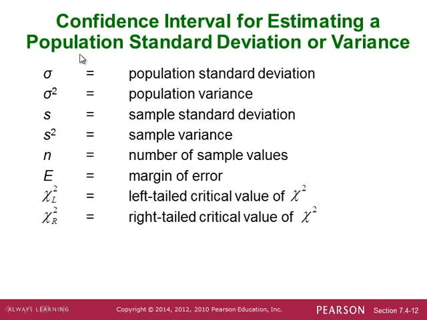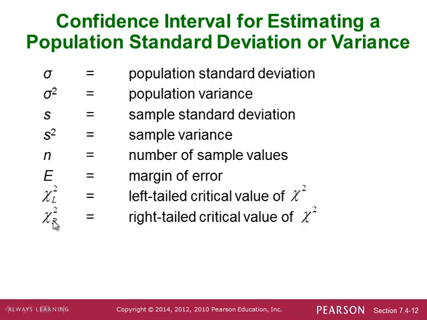Here's our cast of characters here. So you know what sigma is. It's the population standard deviation. Sigma squared, variance, s, and s squared, n, E. We're still calling E the margin of error. And then chi-squared L is the left critical value.